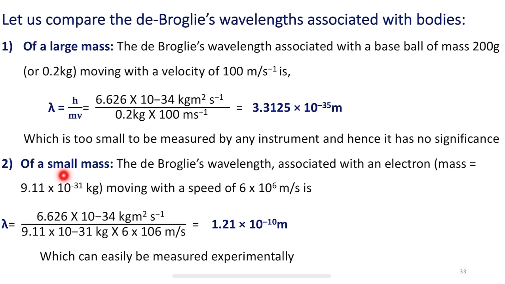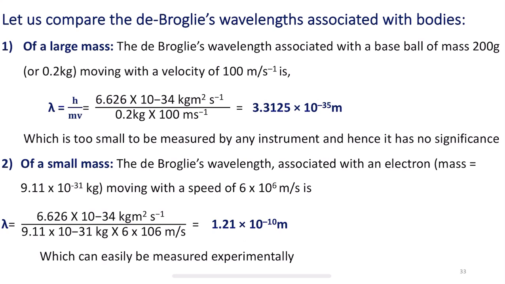Suppose we consider a small mass. Then the de Broglie wavelength associated with an electron, which has a mass of 9.11 into 10 raised to minus 31 kg, moving with a speed of 6 into 10 raised to 6 meters per second, is given by lambda equals h divided by mv. The same equation is used, and substituting the values we get 1.21 into 10 raised to minus 10 meters, which can easily be measured experimentally.